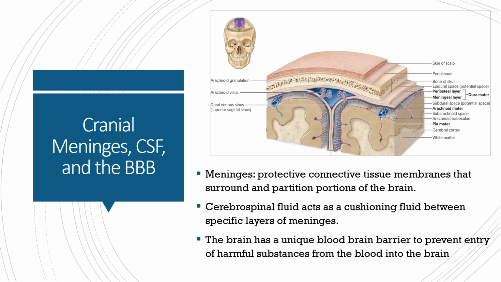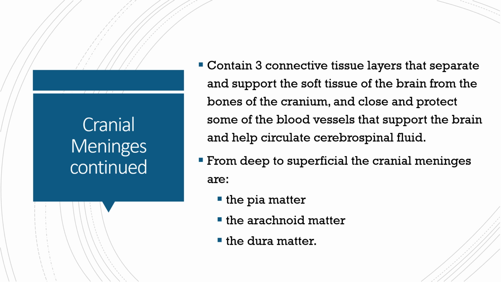The blood-brain barrier is a unique barrier in the brain preventing harmful substances from entering from the blood. This helps to maintain the brain's internal environment and protects it from toxins and pathogens. The cranial meninges are broken into 3 different layers.